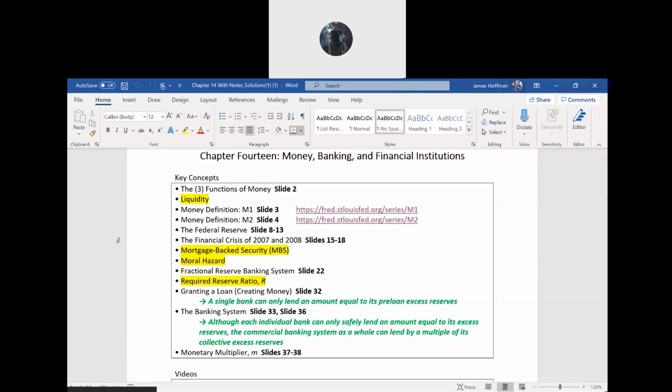Let's talk about the Federal Reserve, which is the central bank of the United States, and that's going to be found on slides 8 through 13. So this is something you're probably familiar with and something you've heard a lot in the news. What's going on with the chair of the Fed and the Federal Reserve, which is going to lead to monetary policy in the next chapter. So first, let's just talk about the Federal Reserve.